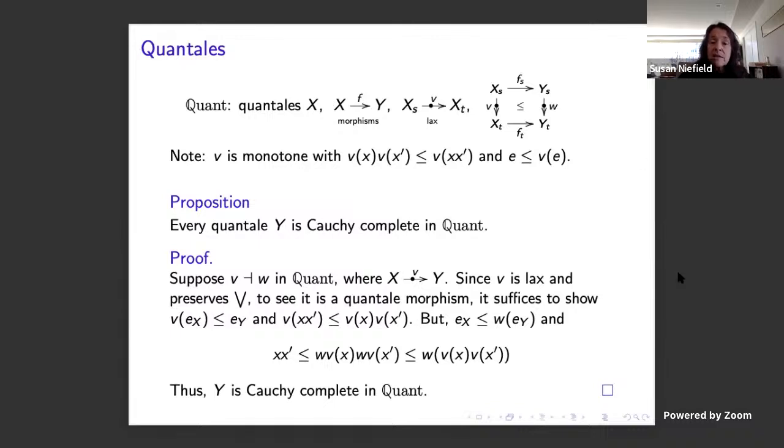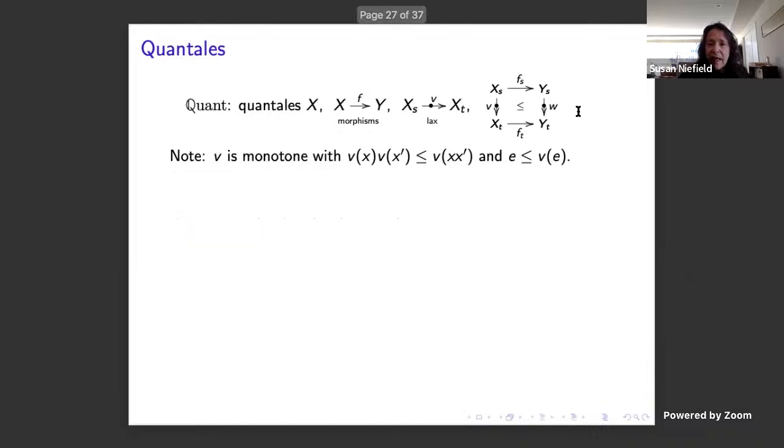Oh, by the way, the cells, let me just go back for one second. The cells, notice, are going the other way than the cells in locales, because a locale homomorphism is sup-preserving. It is a left adjoint, whereas in locales, a locale homomorphism is the inf-preserving one, and you need the inequalities to go back the other way. Okay.